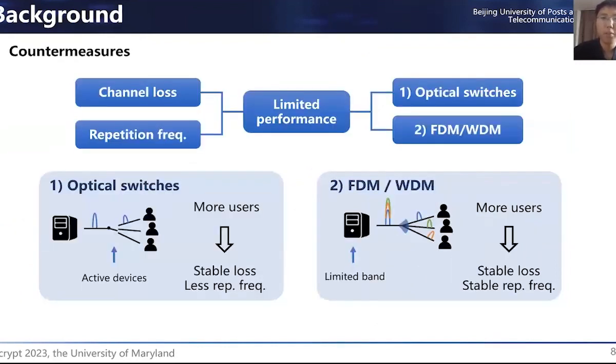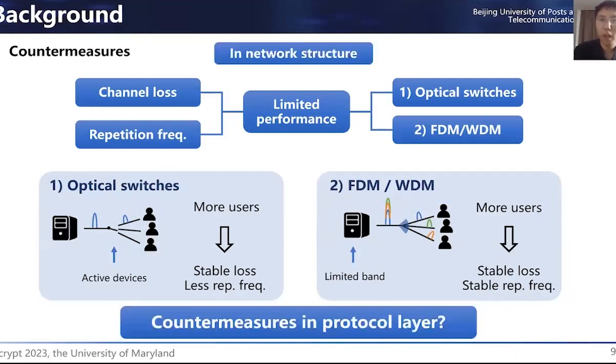The mainstream existing countermeasures include the use of optical switches and FDM or WDM. The optical switch solution can control the loss caused by the beam splitter, but it still suffers the reduction of the repetition frequency when the users increase. The FDM or WDM can solve both issues by increasing the band. However, both of the existing solutions make the network complicated since they require hardware adjustments. Therefore, it is natural to consider whether the above two issues can be solved by an improvement on the protocol layer.